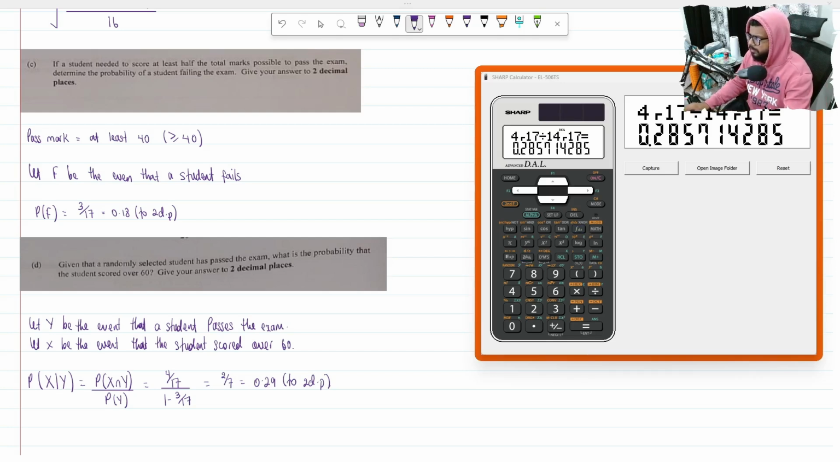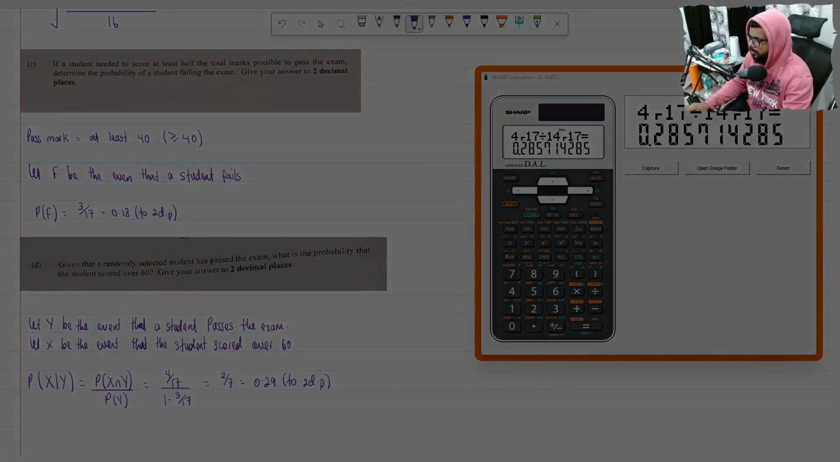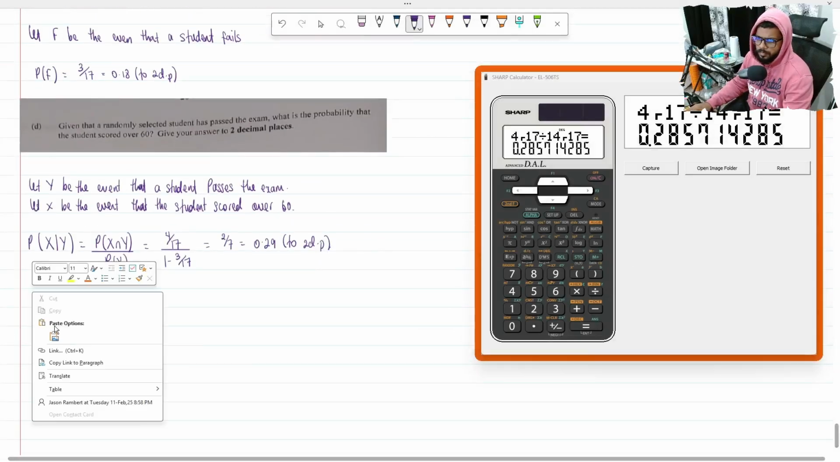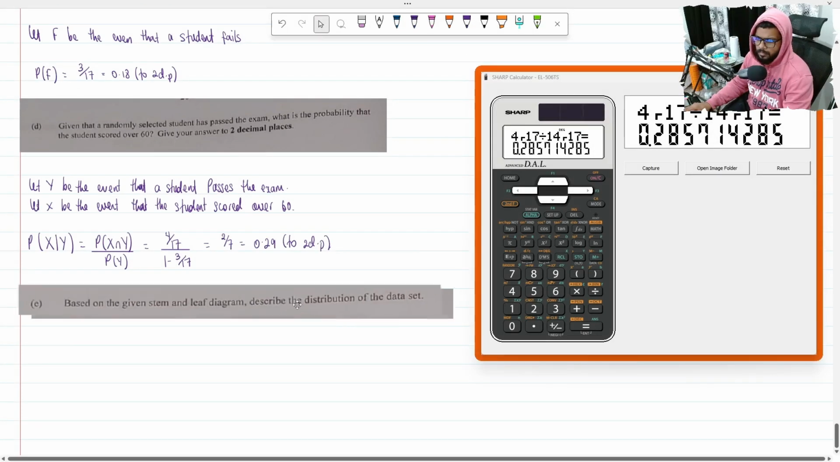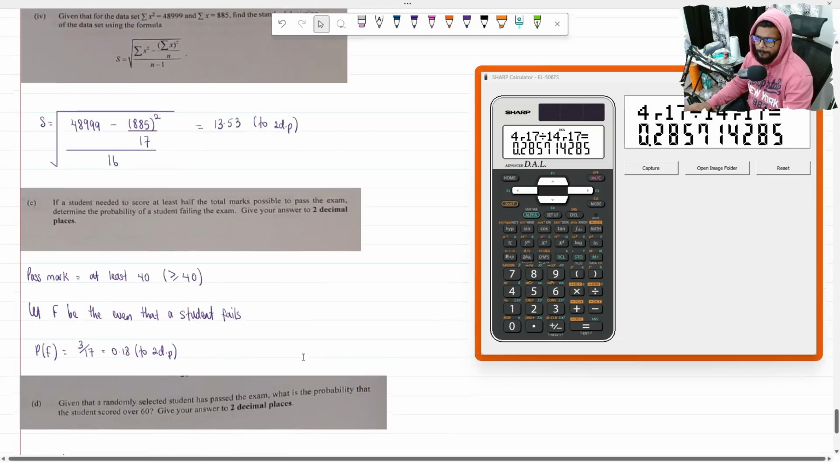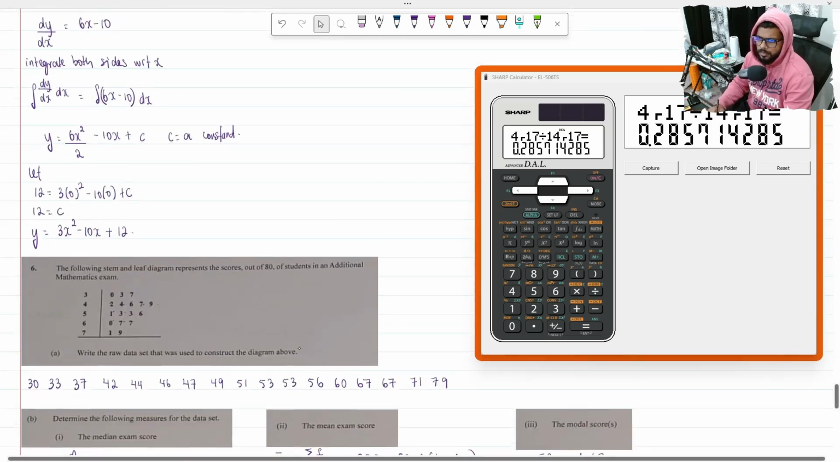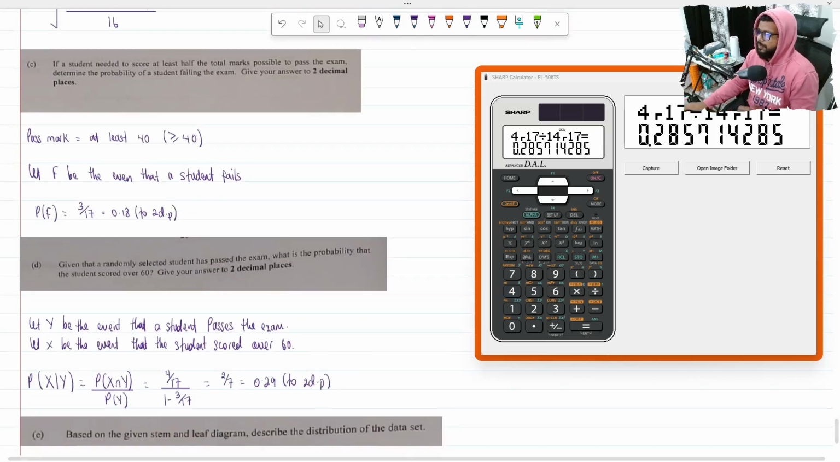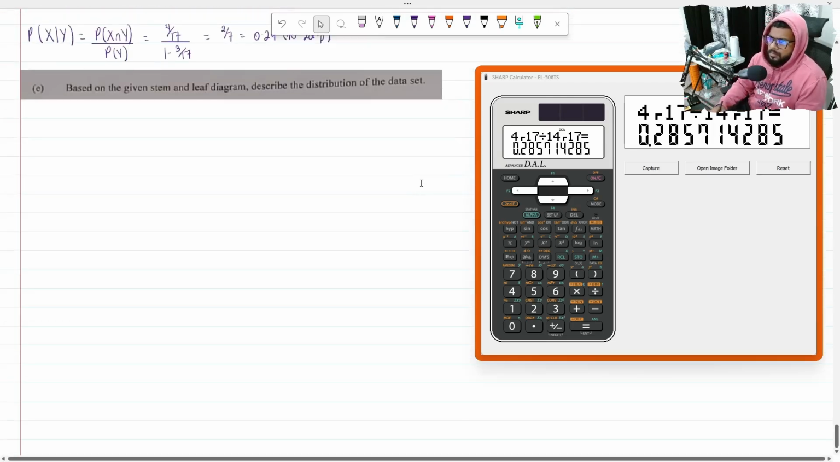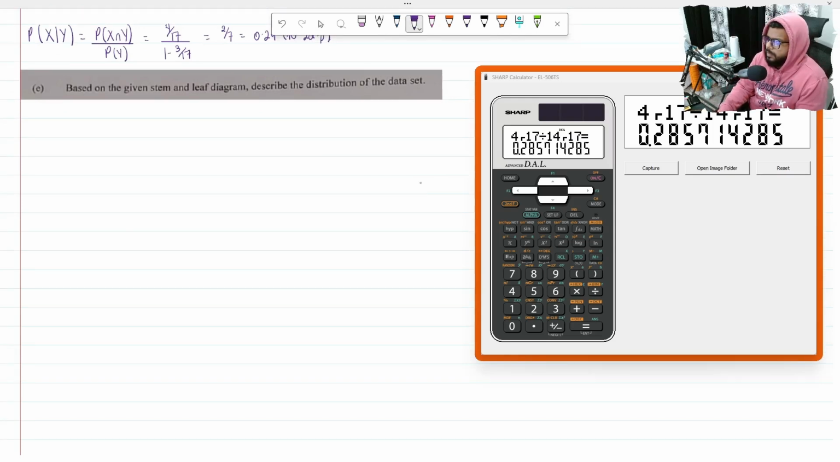Based on the given stem and leaf, describe the distribution of the data set. Let's see, we can go back up and see how the stem and leaf looks. All right, so the stem and leaf is looking like it bulges out a little more at the top, so it's positively skewed. So I could just say the data is positively skewed.